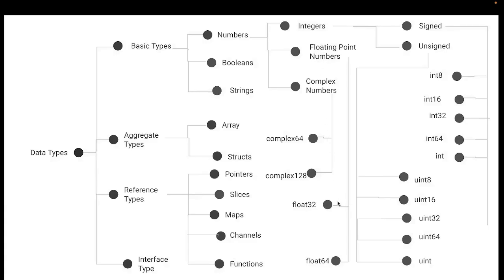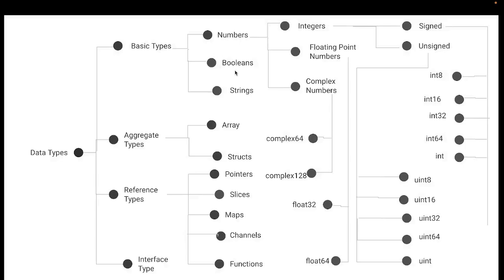Here it is of two types, float 32 and float 64. Then these are the complex numbers. This is used to store complex numbers. Here it is again of two types, complex 64 and complex 128. Basically in complex 64, both real and imaginary parts are of 32 bits, and in complex 128, both imaginary and real parts are of 64 bits.